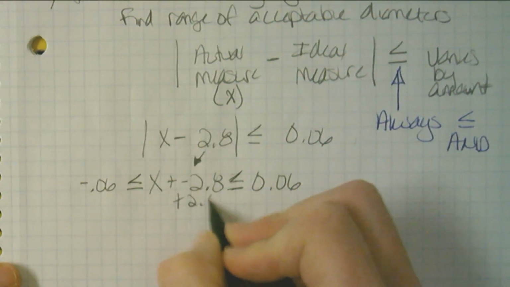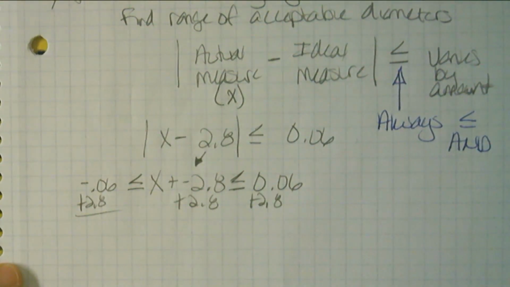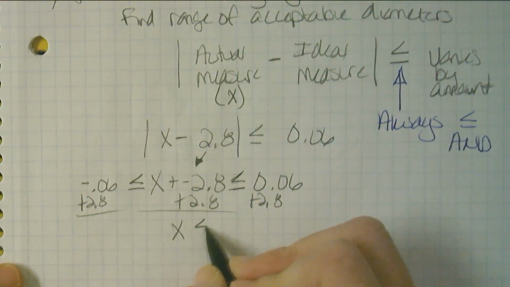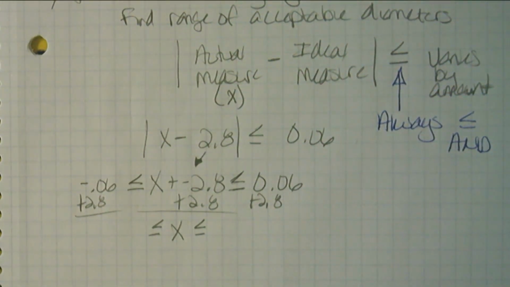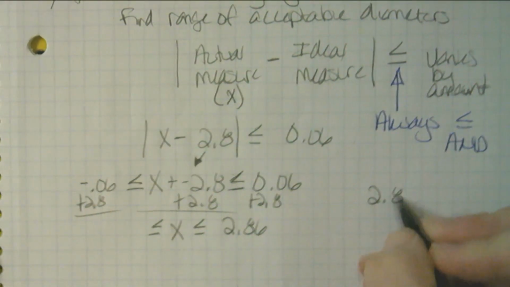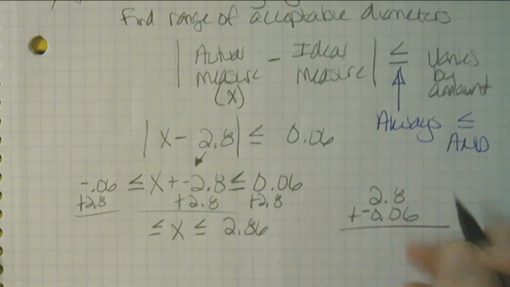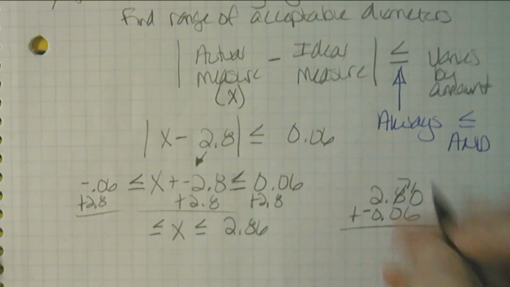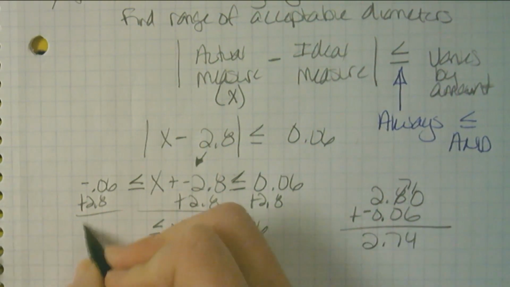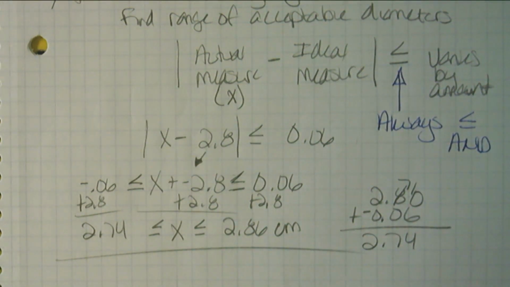Now I'm going to add 2.8 to all the sides. Remember, line up your decimals. So in the middle, I simply have an x. These are always less than or equal to, both of them. On the right, I have 2.86. On the left, I'm going to do this subtraction. You will not have a calculator. I put a 0 in there. That's a 7. So I have 2.74. And this is centimeters. This is what you will see on your test for sure, is one of these.